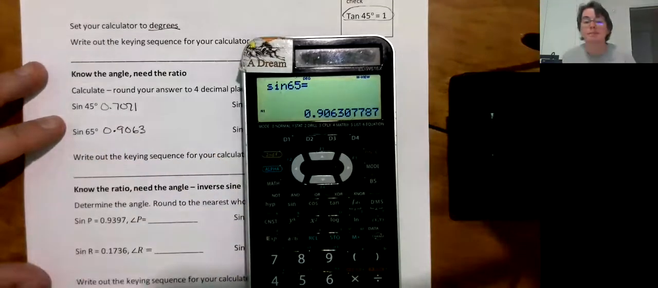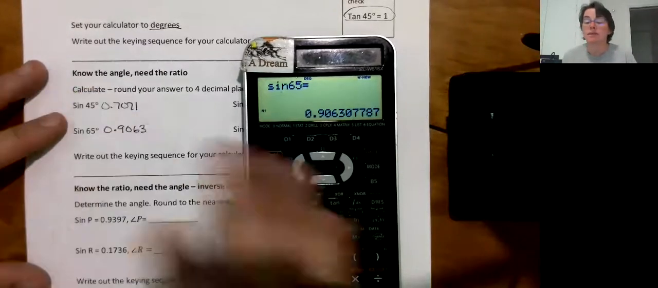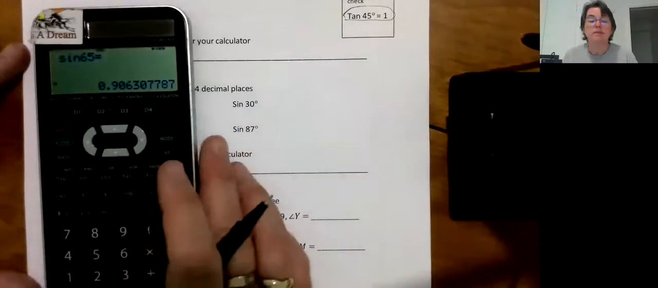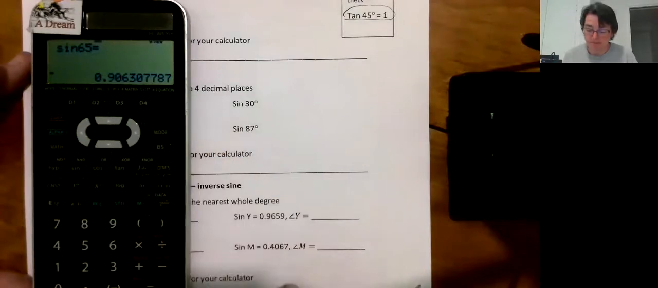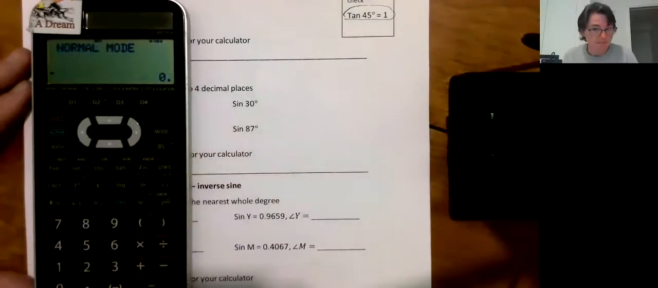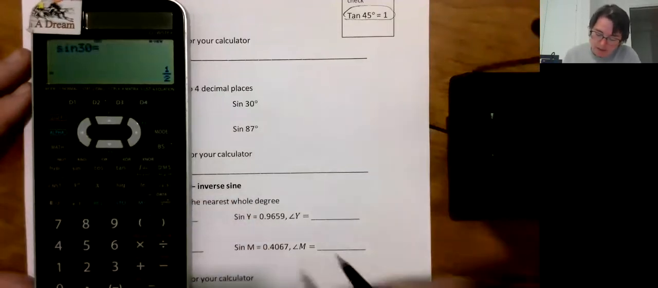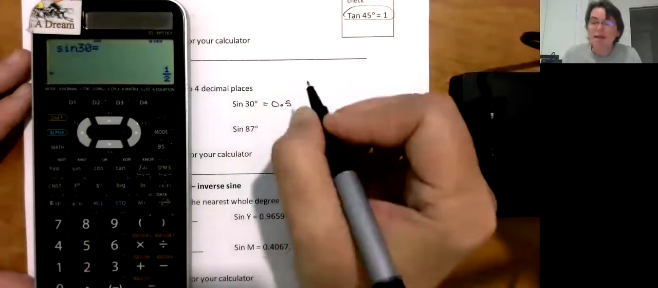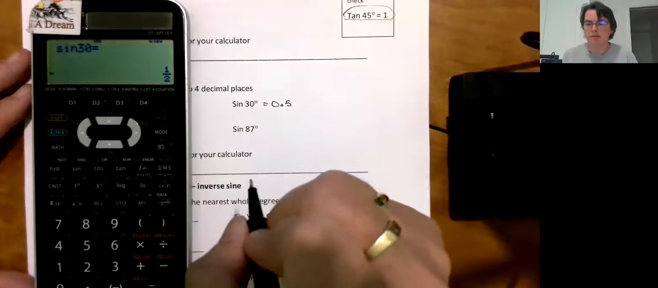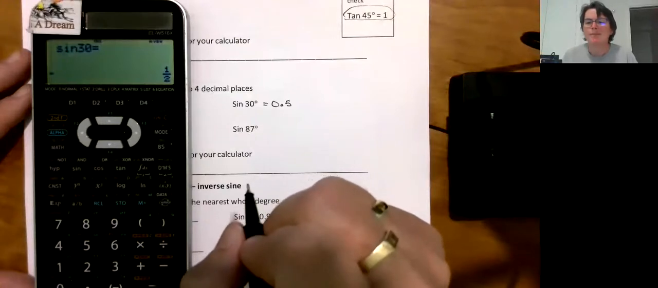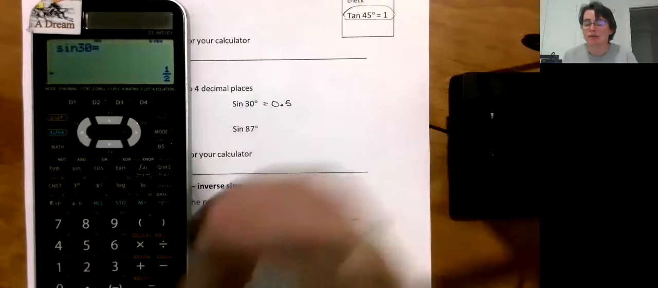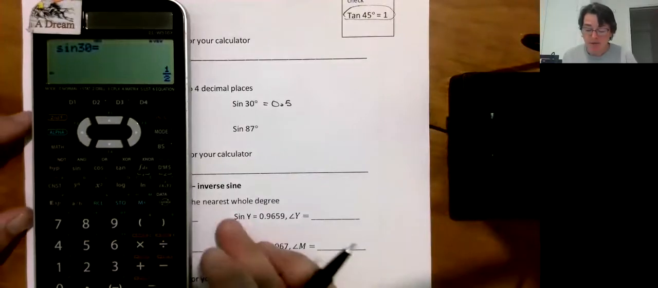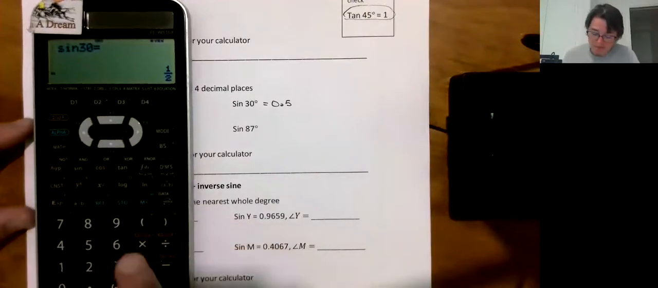0.9063. Okay, pause the video, do the other two over here. You did right. Punch it in your calculator. Sine 30. Ooh, 0.5. Every once in a while, these will turn out to be pretty numbers, like exact numbers, not a whole bunch after the decimal. It's okay, it doesn't matter.